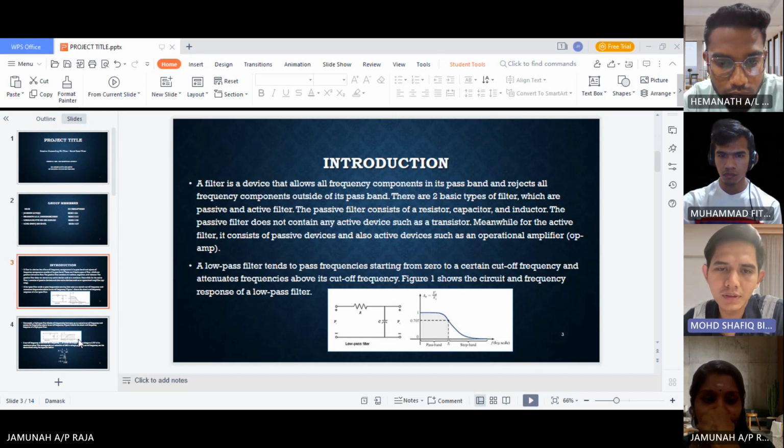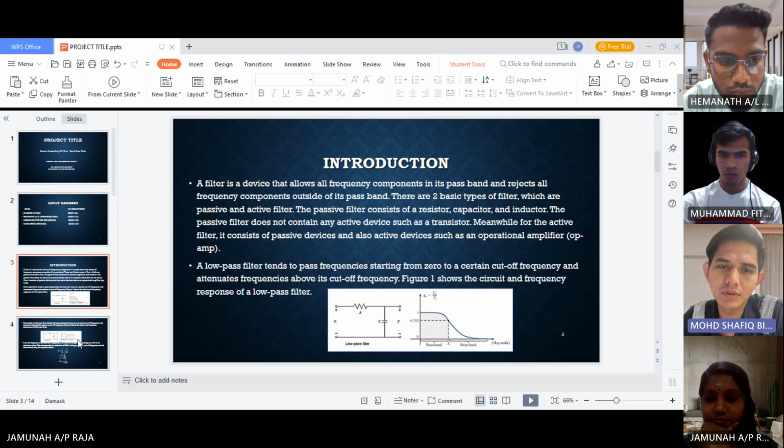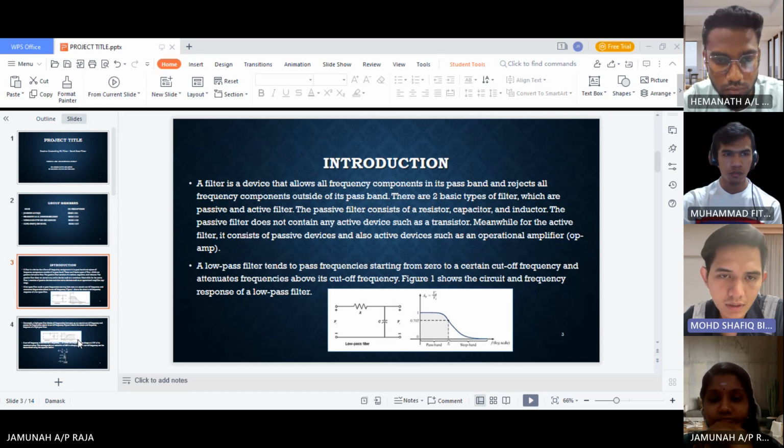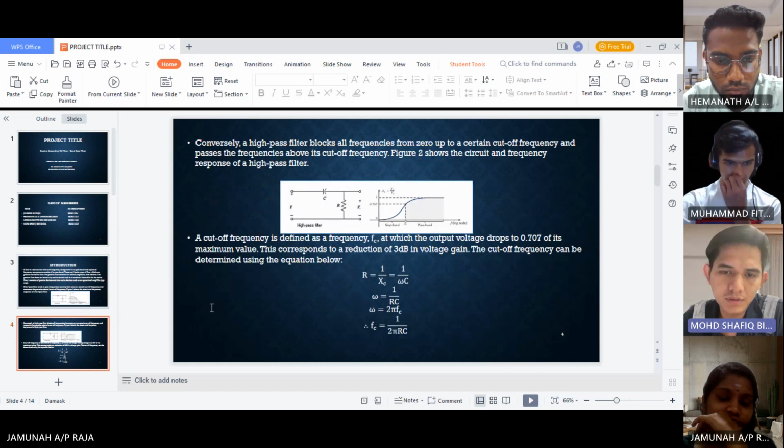The low pass filter passes frequencies up to a certain cut off frequency and attenuates frequencies above the cut off frequency, as you can see in Figure 1 that I attached in the slide. Okay. Next.